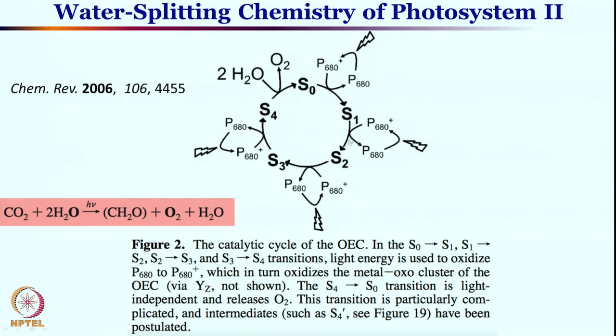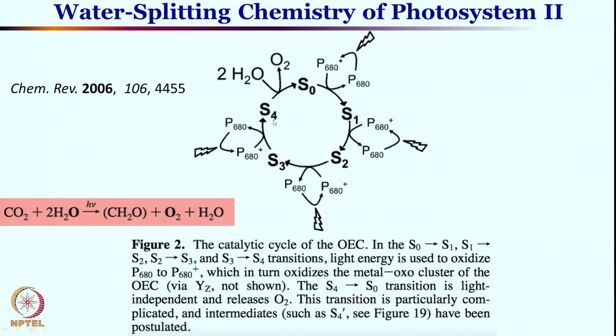The catalytic cycle of OEC is right over here. It is going through S0 to S1, S1 to S2, S2 to S3 and S3 to S4. So, all these steps are dependent on light, and it is in turn oxidizing the metal oxo cluster. In each step, metal is getting oxidized further. Okay. Finally, at S3, S4, the catalyst, the 4 manganese center, 1 calcium center, is getting ready to react with water to give you the oxygen molecule. The S4 to S0, that means the final step where water is converted to oxygen, is light independent. This step is light independent and releases oxygen.